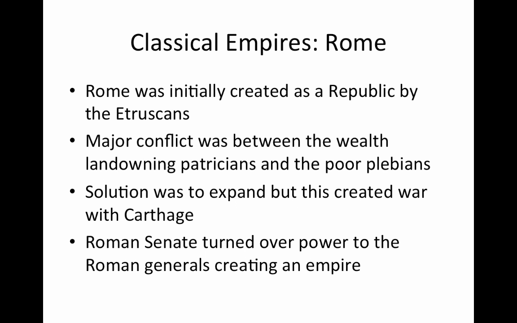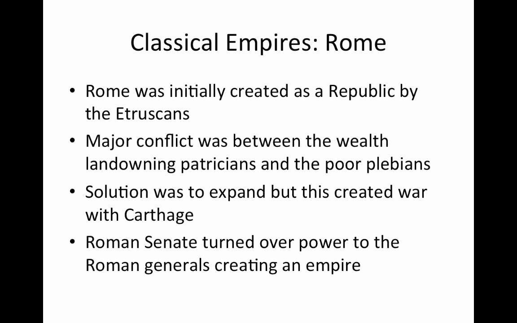The next major classical empire was Rome. Rome was initially created as a republic by the Etruscans in the mountains of Italy. There was a major conflict that took place over land inequality between two groups, the wealthy landowning patricians and the poor plebeians. Over time, this conflict became so large that there was a need to solve it by gaining more land. So the Romans expanded outwards, but as they did that, they came up against northern Africa, and they came up against a major power at the time, Carthage.